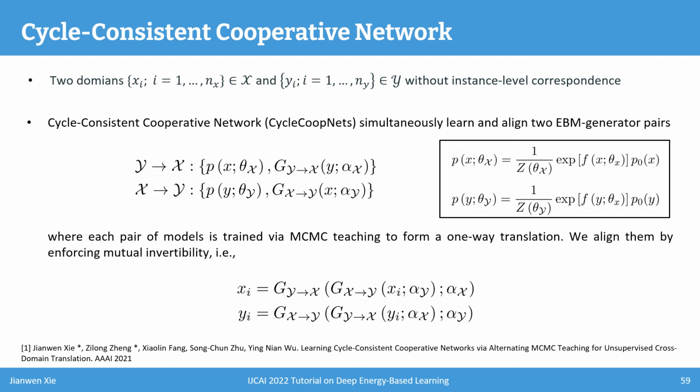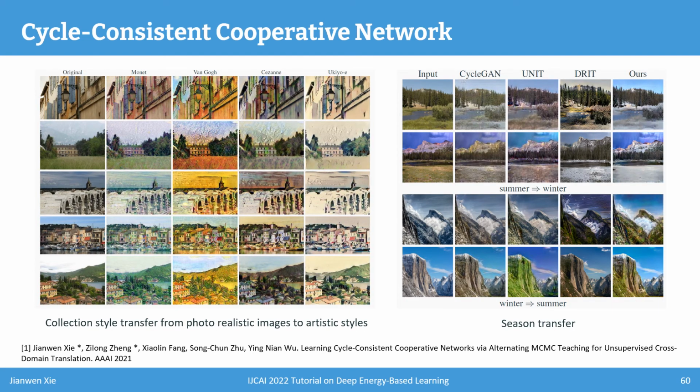the target domain X, while the energy-based model P of X further refines the mapped result by Langevin dynamics, such that the revised results match the examples in the target domain in terms of statistical properties. The other pair accounts for the other direction. Two directions of mapping are aligned by enforcing mutual invertibility on the two generators. Here are some unsupervised image-to-image translation results by the cycle-consistent cooperative network.